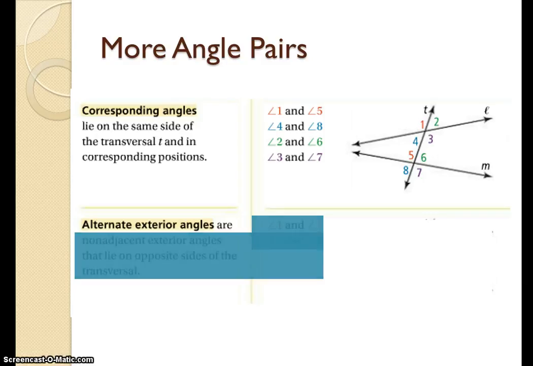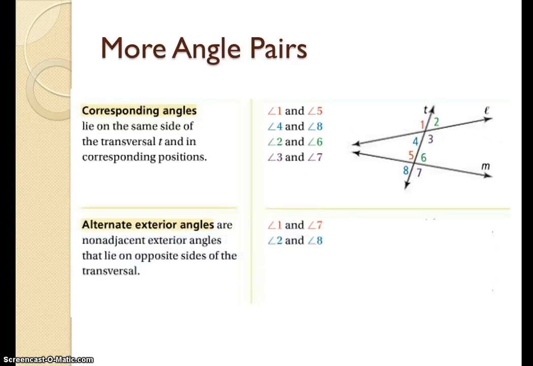All right, next one is alternate exterior. So corresponding was on the same side, but alternate exterior is on opposite sides. So it's the same idea as the alternate interior angles, except now we're on the outside of the 2 lines L and M.